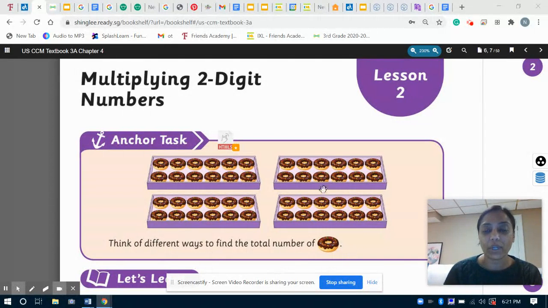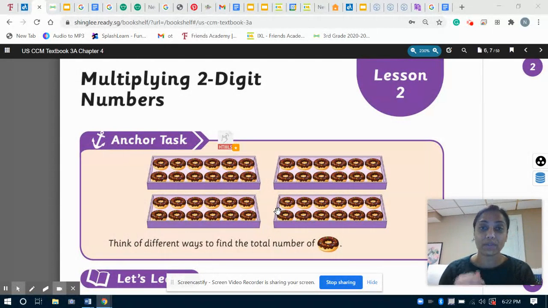First of all, we need to understand how many there are in each. If we count this one tray, we can see there are 1, 2, 3, 4, 5, 6, 7, 8, 9, 10, 11, 12. I say that because sometimes we might make a mistake in counting, so we really need to double check and make sure. So one tray has 12. We see that there are 4 trays.